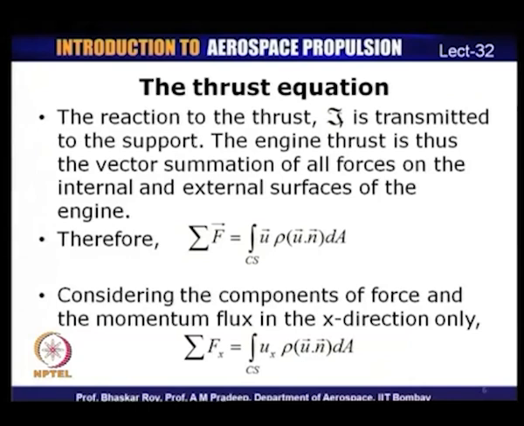We are going to ignore the forces acting in any other direction, because that does not contribute to the thrust. Thrust is basically the force in the x direction. So, summation of F x, that is forces in the x direction, will be equal to the integral over the control surface of u x, which is velocity in the x direction, multiplied by rho u dot n dA. So, this is basically considering the forces in the x direction.